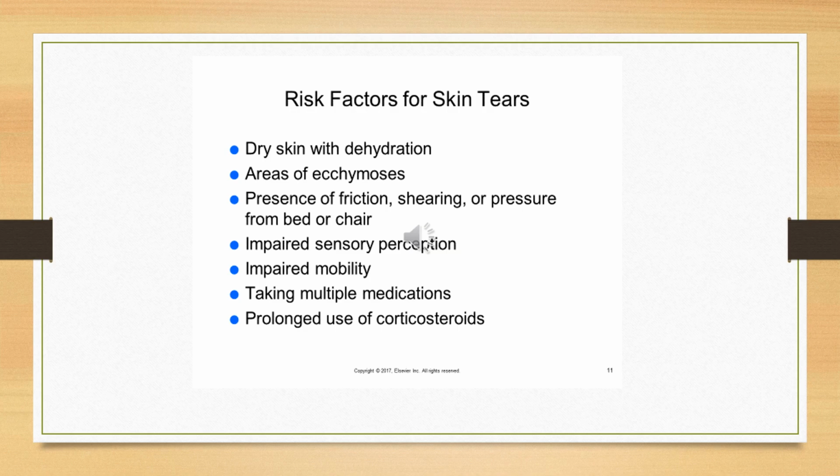A person with impaired sensory perception, so a diabetic patient with neuropathy, if they can't feel, they're more at risk for skin tears. Impaired mobility, so if they can't turn and reposition themselves, they're more at risk. A person taking a lot of different medications or steroids. Steroids can put you at risk. Steroids decrease the inflammatory process. So if that inflammatory process is decreased, then you don't see when an issue might be arising. So all those things can increase a person's risk for skin tears.